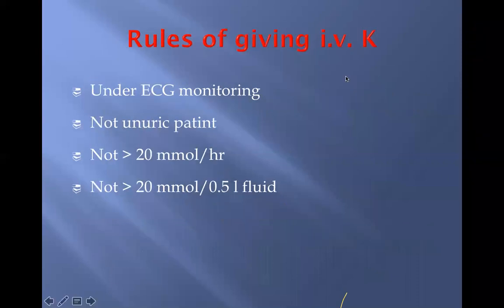Rules of giving potassium: any IV potassium we have to give with rules. It should be under ECG monitoring, not given in an anuric patient, not more than 20 millimole per hour, and not more than 20 millimole per 0.5 liter of fluid.